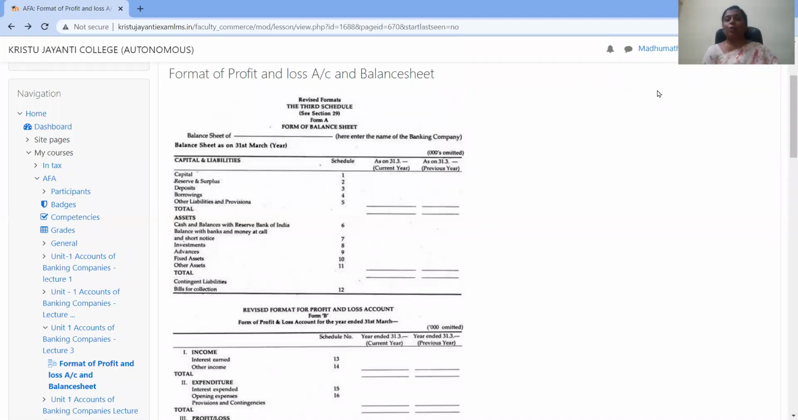Hello everyone. Today I would like to explain in this video the balance sheet as well as the profit and loss account of a banking company. The entire balance sheet as well as profit and loss account of a banking company should be prepared based on schedule numbers. So the first schedule till the 12th schedule is for your balance sheet, and your profit and loss account starts from schedule number 13 to schedule number 16.